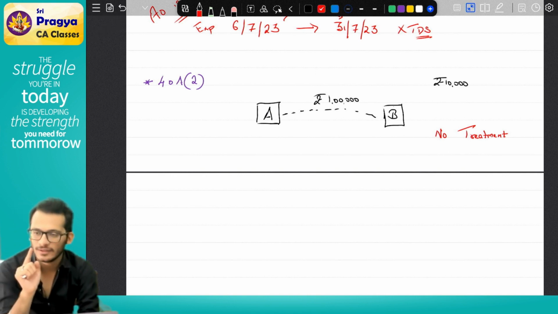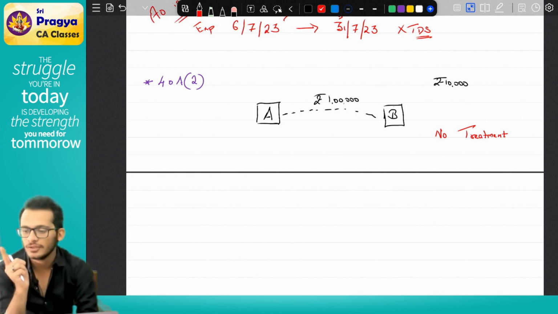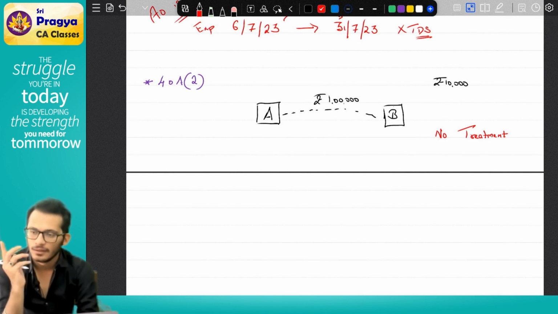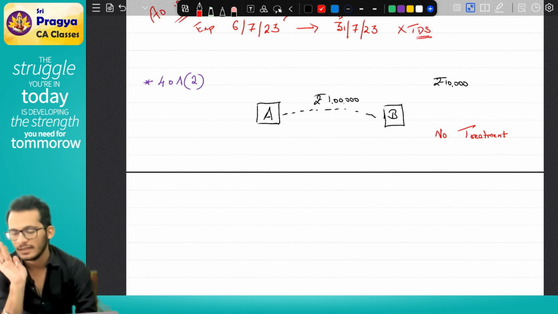No. I told you in the first class, 4 words. Disallowed means something should be allowed. Have you allowed something? No. So can you disallow something? No. So therefore, is there any treatment? No treatment. There is no treatment.